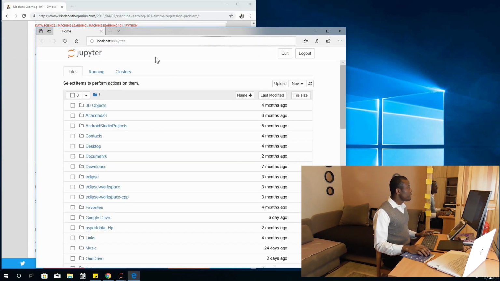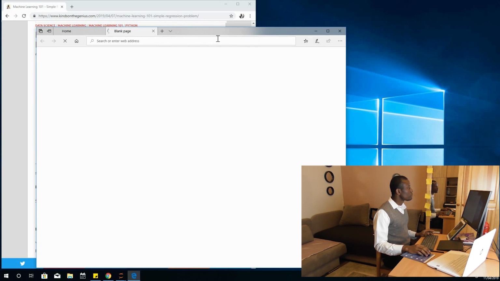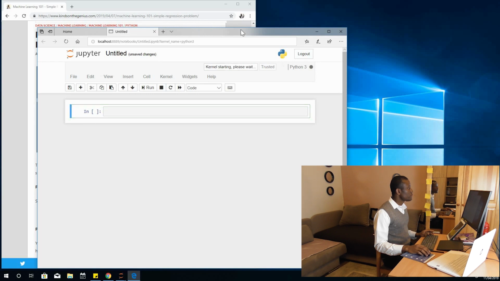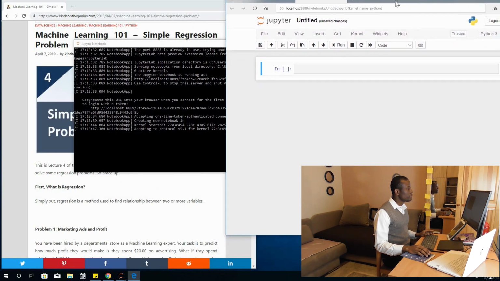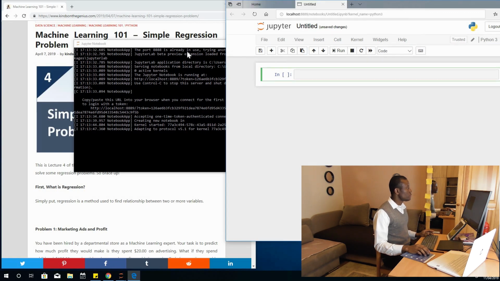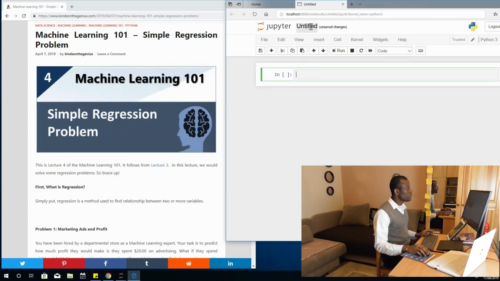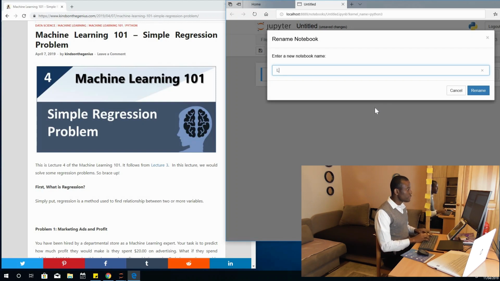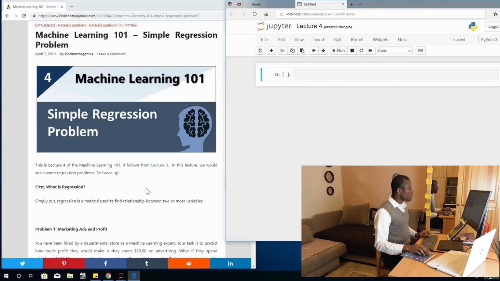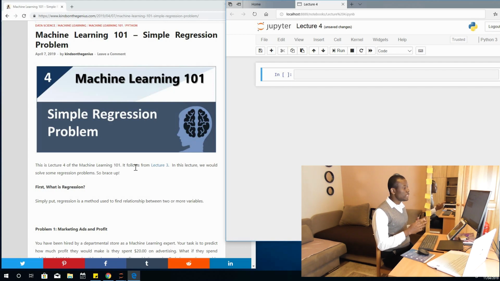So this is what we have, and I'm going to simply go to New and say Python 3. I'm going to drag this in position, take this down, click on Untitled, and call it Lecture 4. Again, this is a procedure-based class, so everything we are going to be doing is already written down, so you can easily follow along by yourself in case you miss anything.